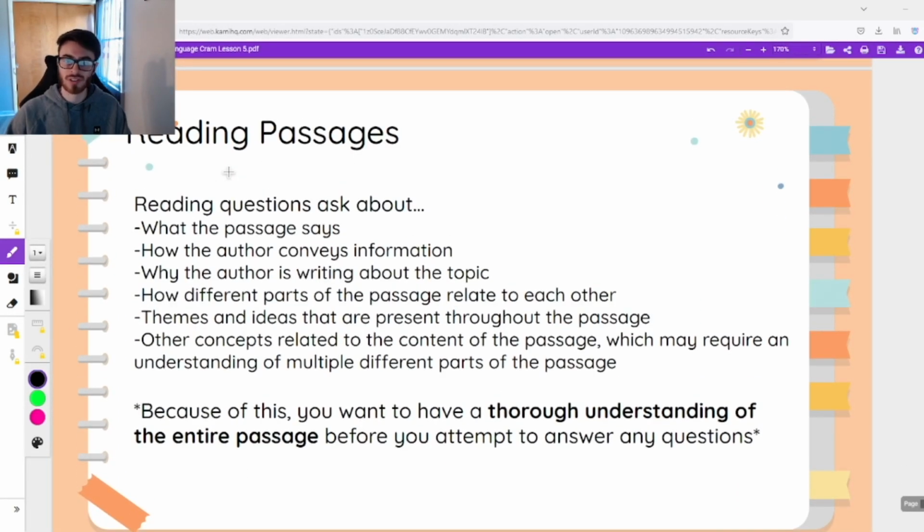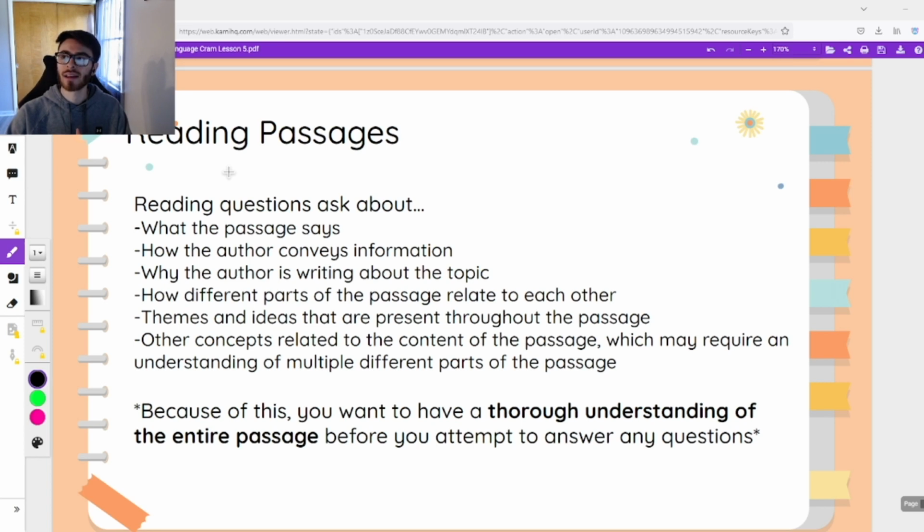Reading questions ask about what the passage says. They ask about how the author conveys information, the different rhetorical choices they might use to convey information. They might ask about why the author is writing about the topic. They might ask about how different parts of the passage relate to each other. They may ask about themes and ideas that are present throughout the passage, and any other concepts related to the content of the passage. What is written, why it's written that way, those sorts of things.